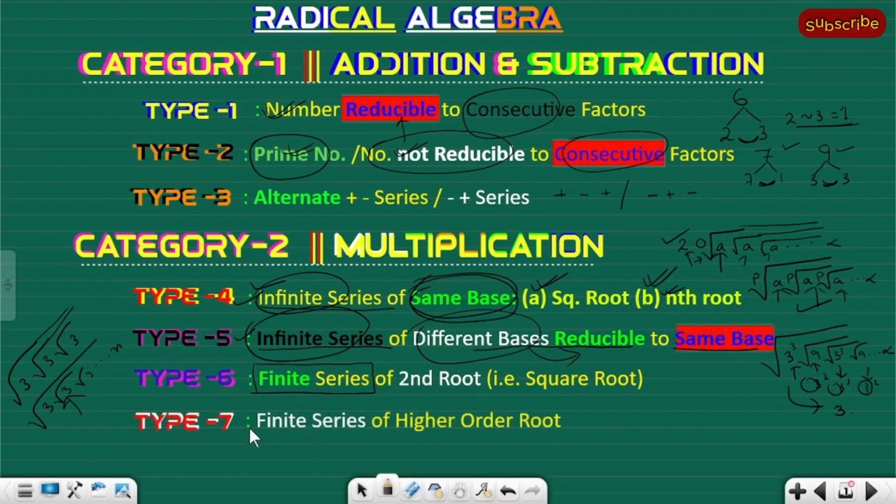Number 7, finite series of higher order. In type 6 we have done the square root. Here this is 2, right? This is the square root, right? Instead of this square root we can have any other. We may have 3, 4, 5, 6. Let's say p root of a, again p root of a, again p root of a. 1, 2, 3. This is finite, right? n equal to 3. Here n is the number of terms. So let's begin the class.